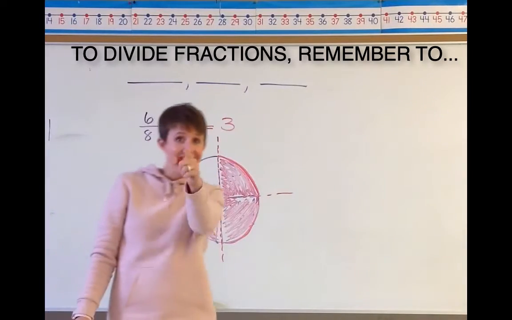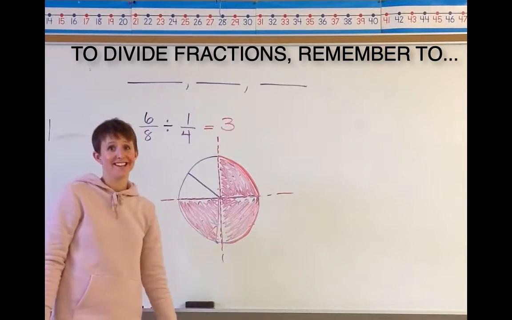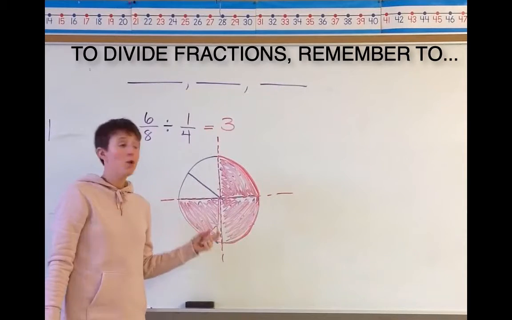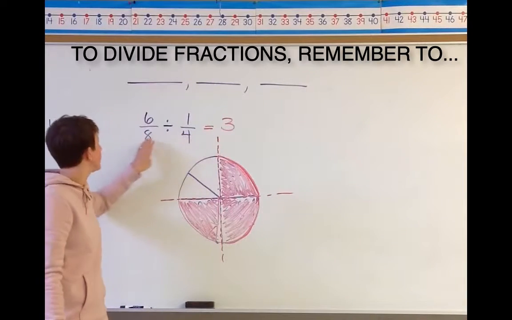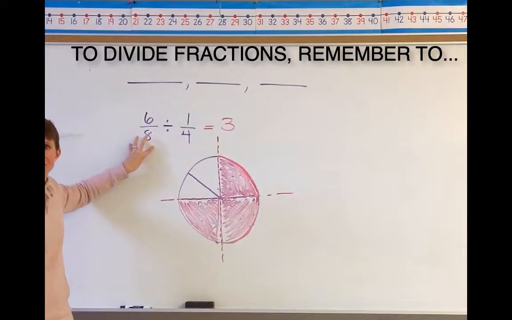3. And that is the quotient to 6/8 divided by 1/4. That's what it looks like when you draw pictures. We want to know how many of this, this is our divisor, how many of this goes into here, right?